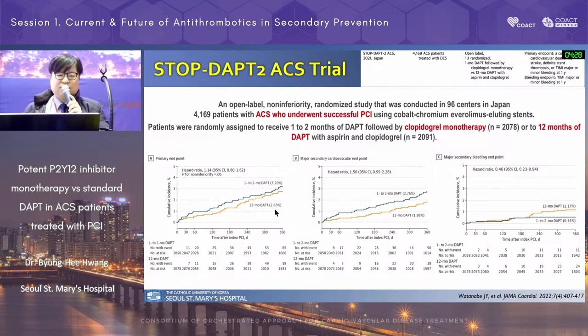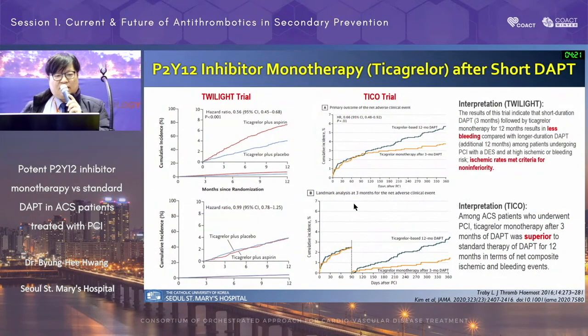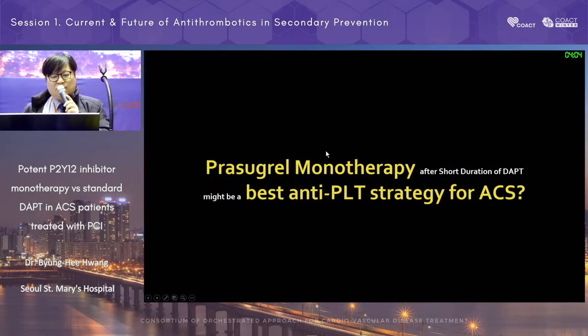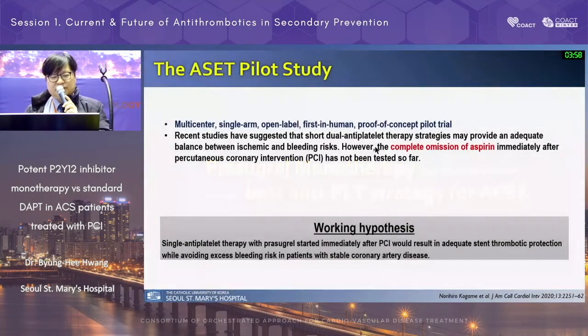So we have to think about what is the best antiplatelet therapy in these groups. In P2Y12 monotherapy, ticagrelor after short DAPT, as Dr. Chanjun Kim showed in the Twilight trial and TICO trial, monotherapy with ticagrelor after 3 months can be a very useful option. So how about prasugrel monotherapy after a short duration of DAPT? What is the best antiplatelet strategy for CHIP ACS?